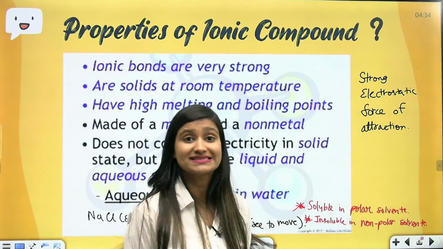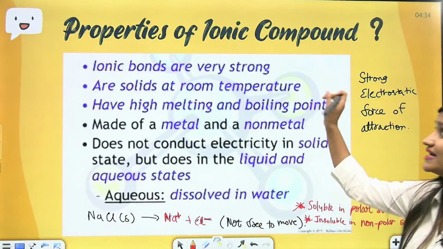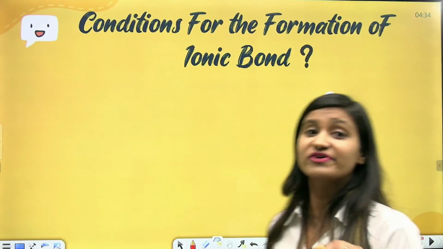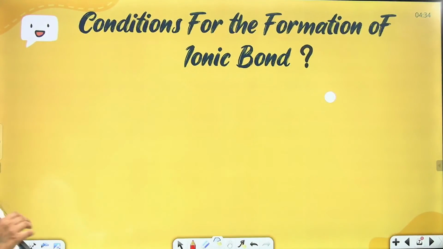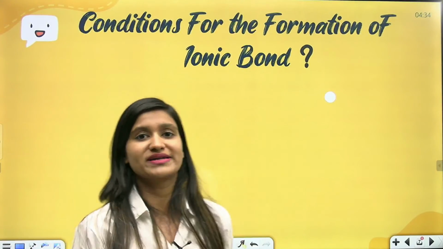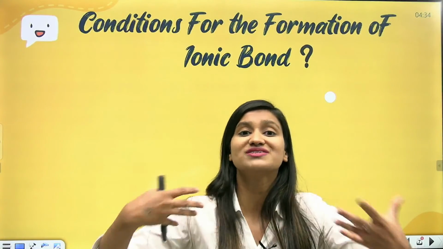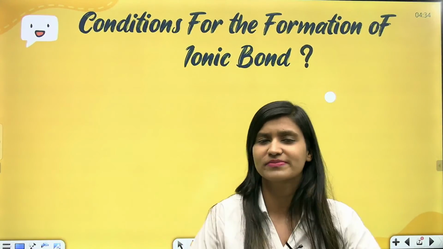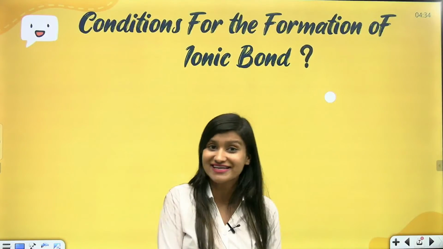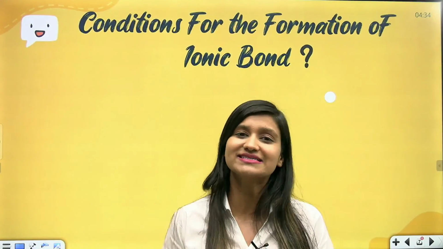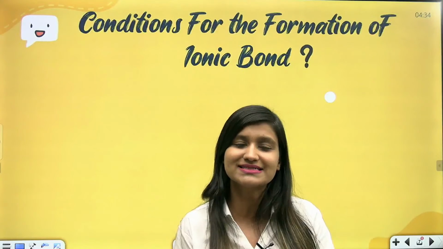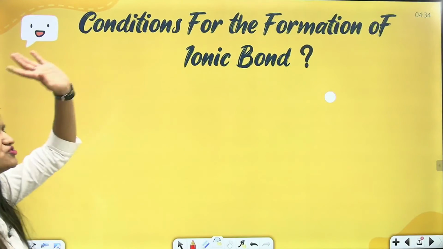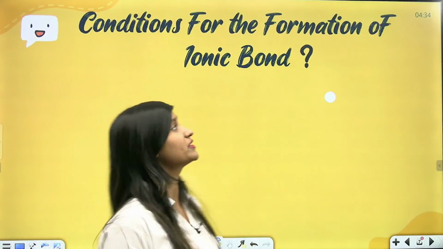All right, that's it. Now we are done with the properties of ionic compounds. Let's move further to the conditions for the formation of ionic bonding, meaning in which circumstances the ionic bond will be formed. This is our very last topic, and then you will be done with this small concept, ionic bonding.